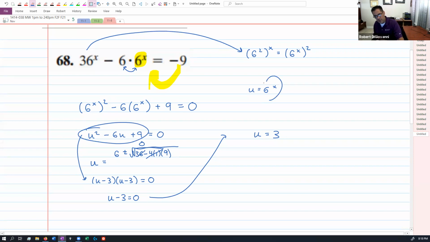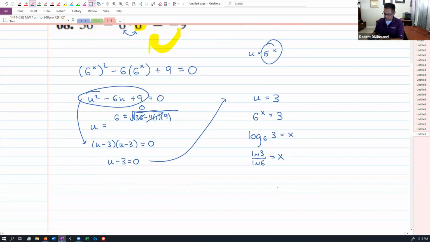U is 3. Switch u back to this. So 6 to the x must be 3. And then do your log base 6 of 3 equals x, and then natural log 3 over natural log 6 using the change of base formula. We're there. Natural log 3 divided by natural log 6. It's so weird because I can't ask y'all if y'all have any questions, but maybe we'll talk about it next week if you do. Okay, that's our answer there.